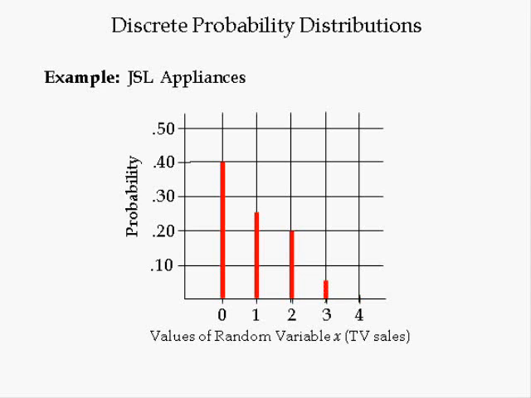Since f of 3, or the probability the store sells 3 TVs, equals 0.05, the height of the discrete probability distribution at x equals 3 is 0.05. Since f of 4, or the probability the store sells 4 TVs, equals 0.10, the height of the discrete probability distribution at x equals 4 is 0.1.